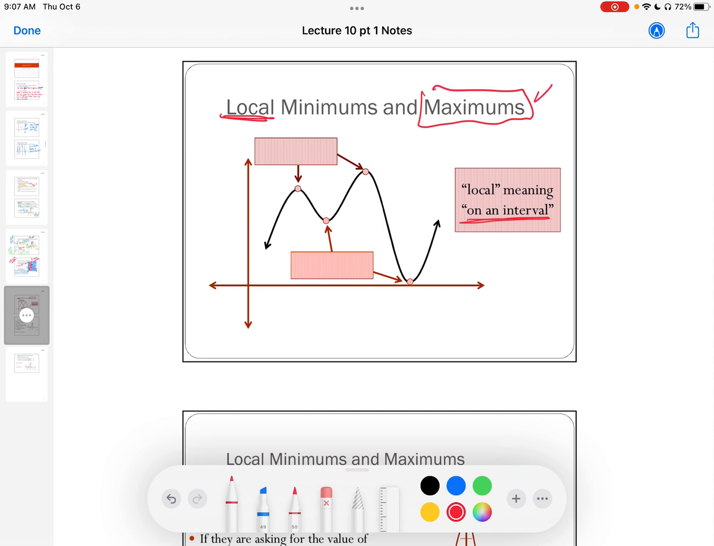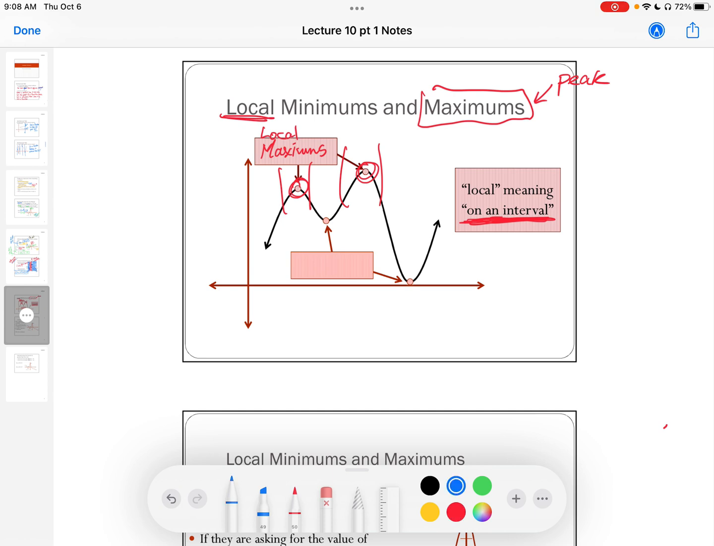Well, your peaks would be your maximums. So where are the peaks if I'm looking at this mountain range here? Well, that would be a peak and that would be a peak. So these are our local maximums. Okay, so when it says on an interval, well, on this interval here, that is the maximum. On this interval here, that is the maximum. That's what they mean by the local maximums.